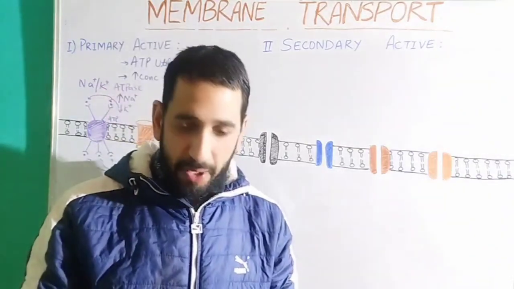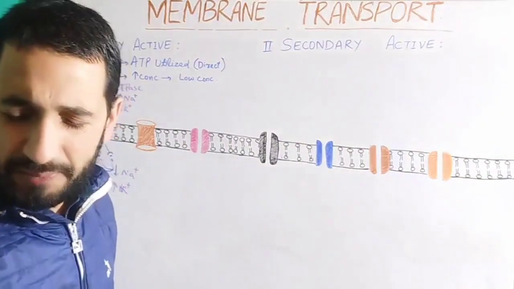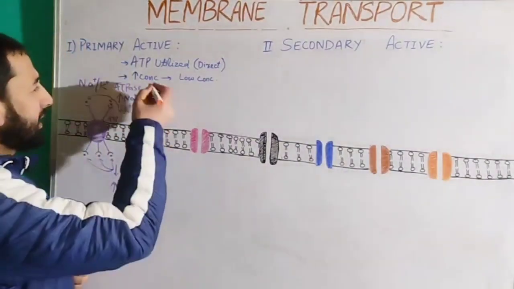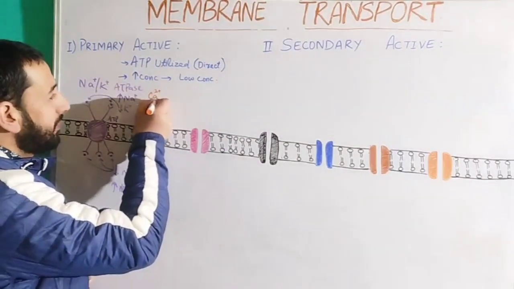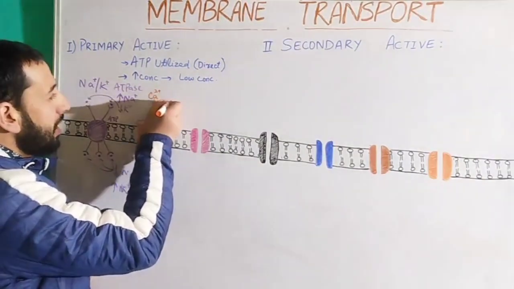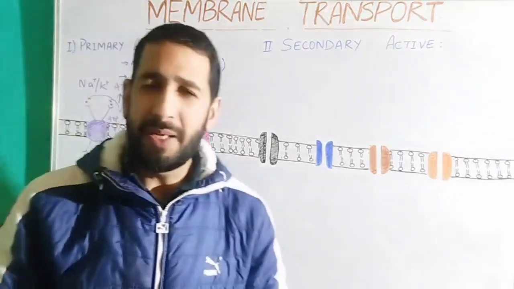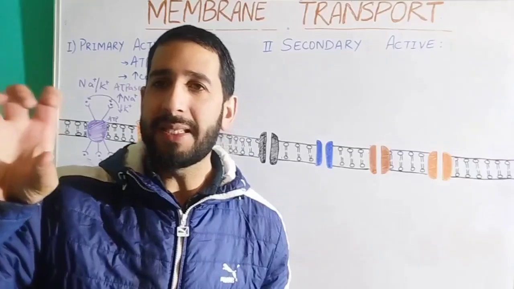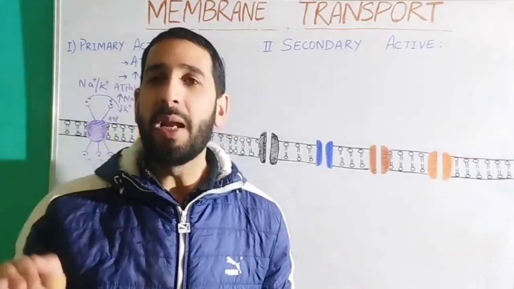Now let us talk about the second example. The second example is called the calcium ATPase. Now when we talk about calcium ATPase, it is not actually there in the cell membrane. It is actually in the membrane of a particular cell organelle.